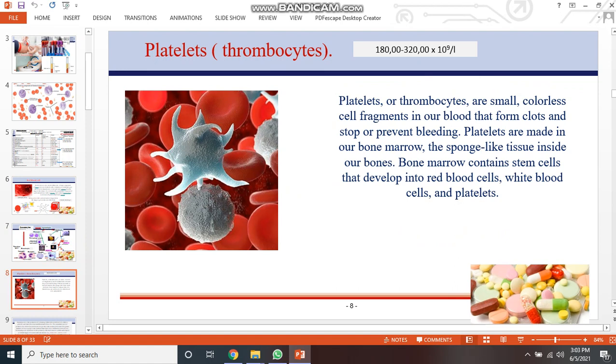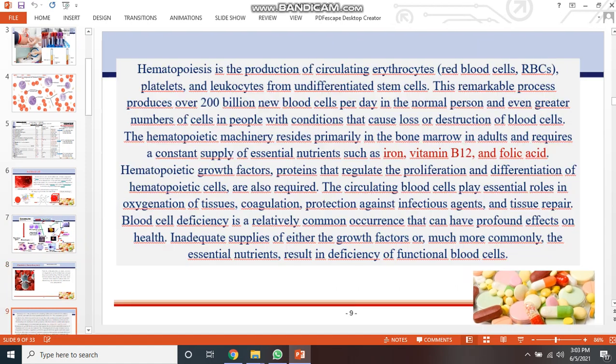Bone marrow contains stem cells that develop into red blood cells, white blood cells, and platelets. Platelets are made in our bone marrow, a sponge-like tissue inside our bone.